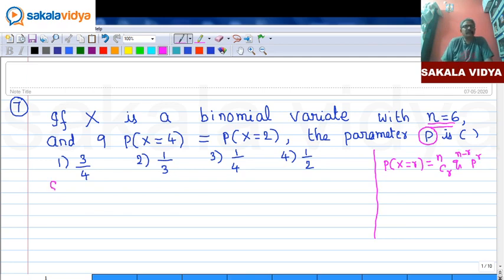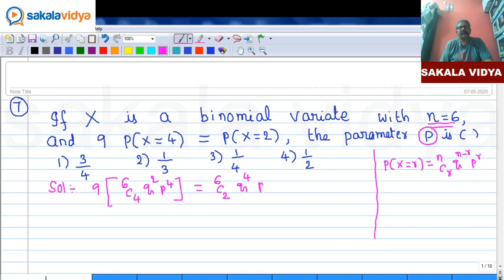So, now let us come to this one. Here n is equal to 6 given. So, 9 times P of x is equal to 4 means 9 times 6C4 q to the power of 6 minus 4, q square and p power 4, equals P of x is equal to 2, 6C2 q to the power of 4 into p square.